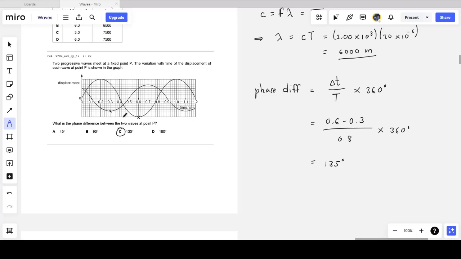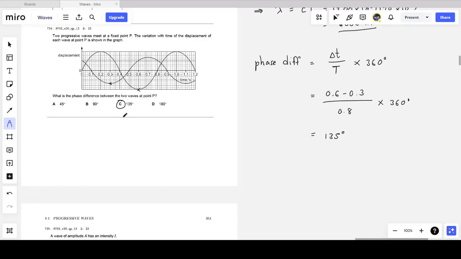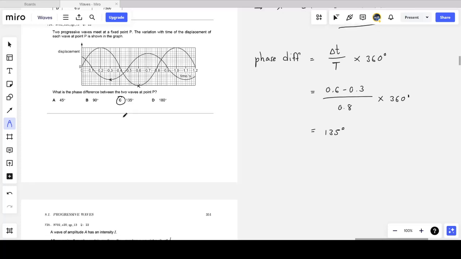So not too bad, but that's how you would find the phase difference between two waves that are overlapped on the same axis. Look for the difference in time between two successive points in phase, or two successive crests or troughs, and then compare that with the period of the two waves and multiply it by 360 if you're using degrees, or 2 pi if you're using radians.